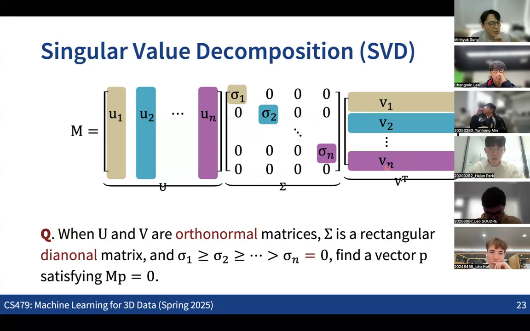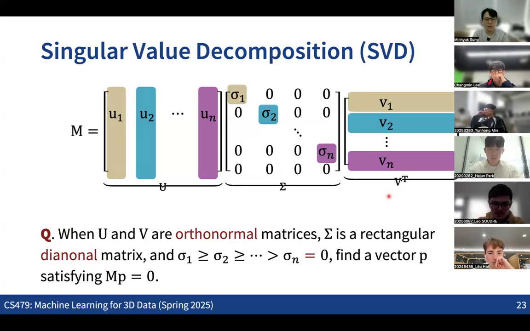So when the singular value corresponding to Vn is 0, this vector becomes the non-zero solution we are finding, satisfying the homogeneous linear system. This is a simple way to solve the homogeneous linear system: decomposing the given matrix M using the SVD and taking the singular vector in V corresponding to the zero singular value. Is it clear?